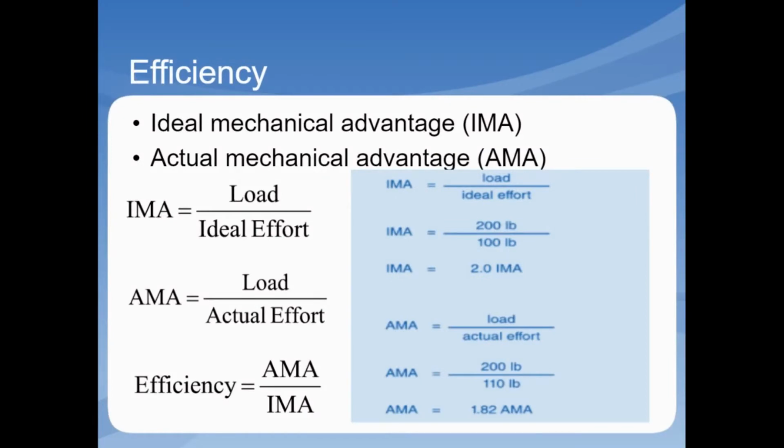Finally, mechanical engineers are concerned with designing the most efficient machines possible. To do this, engineers use a formula that investigates the relationship between the ideal mechanical advantage, IMA, and the actual mechanical advantage, which is AMA. You can see here, load divided by ideal effort equals IMA, and load divided by actual effort is AMA. Please look over these examples and ask your teacher if you have any questions.